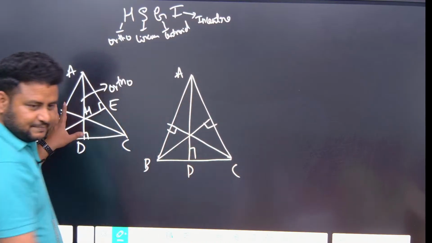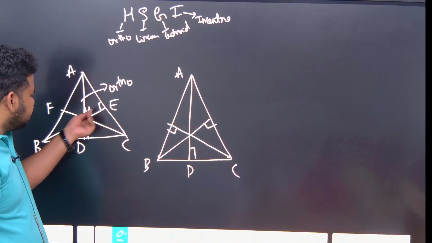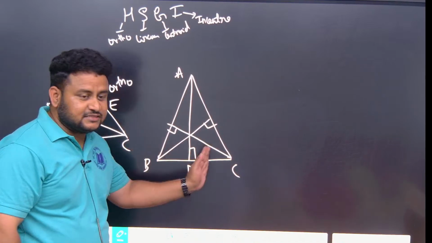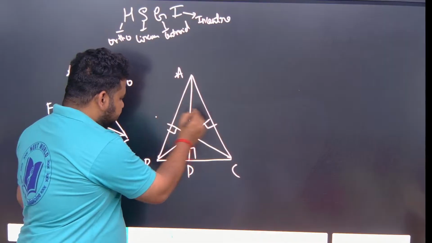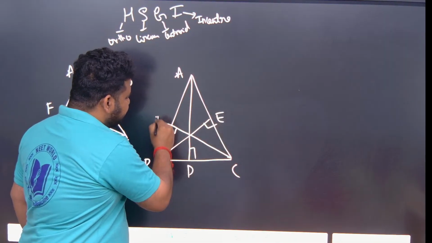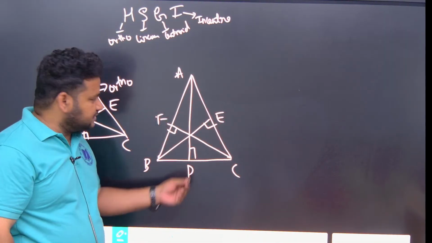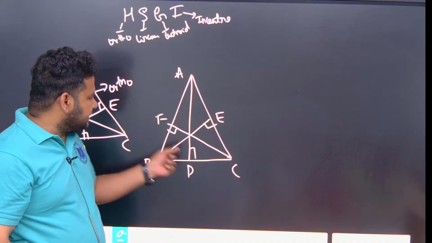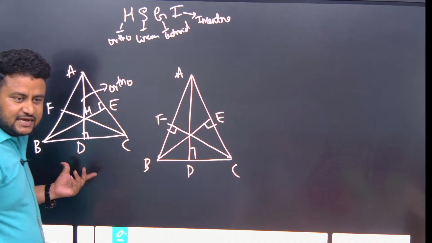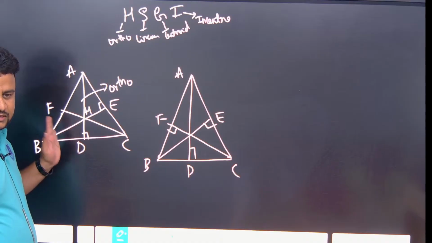See, this is same as this, but don't get confused. Here this is just an altitude, but here it is bisecting this side. This is D, BE, CF. D is bisecting BC, E is bisecting AC, and F is bisecting AB. But here there is no bisection, just the altitudes.